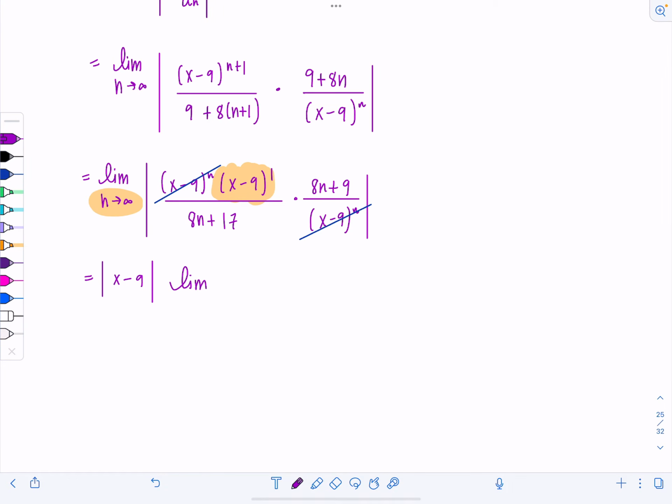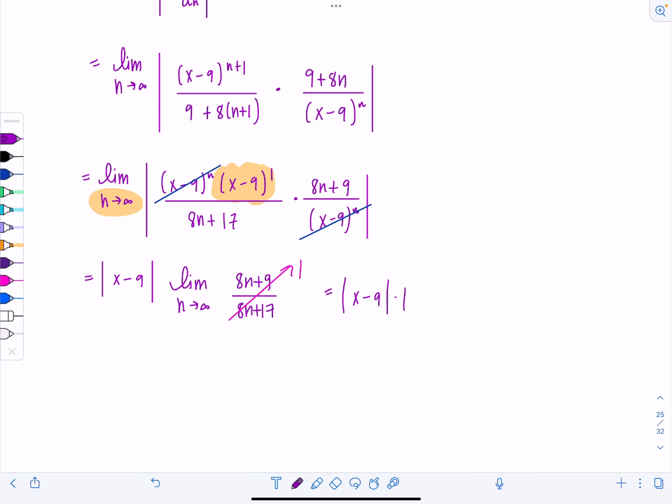Then the limit as n goes to infinity of 8n plus 17 over 8n plus 9. You don't need absolute value on these, I know n is going to infinity, it's not negative. You could divide by n to the first, or just see that 8 divided by 8, this is going to 1. So I just have the absolute value of x minus 9 times 1.